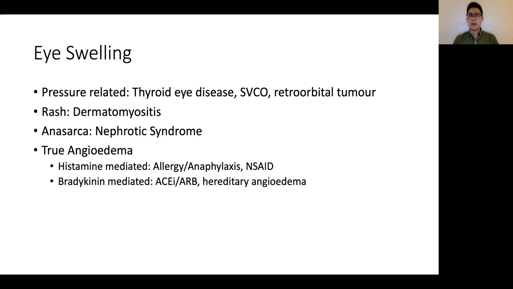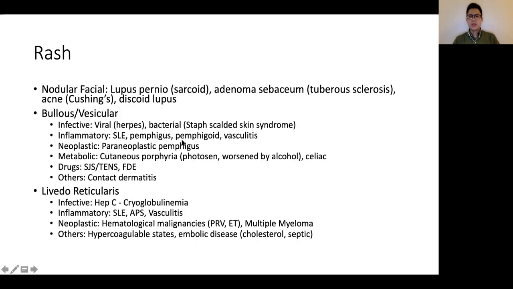But in the bradykinin-mediated disorders like ACE inhibitor or ARB use, or in hereditary angioedema, where there are deficiencies or inadequacies of certain factors, these conditions may not be responsive to antihistamines. Hereditary angioedema oftentimes will be associated with family history. There may be accompanying systemic symptoms like gut symptoms, because the edema can affect the gastrointestinal tract too, so there may be accompanying abdominal pain as well.